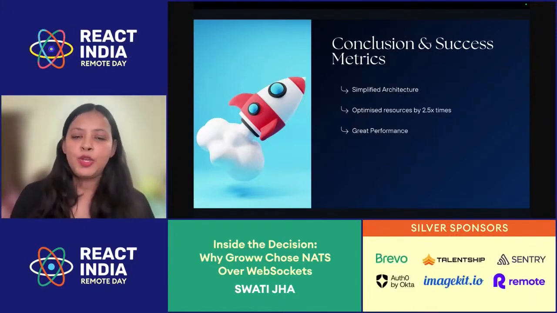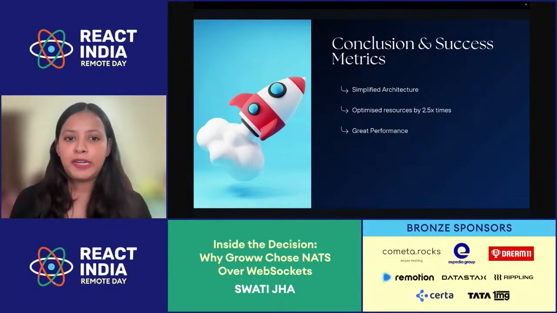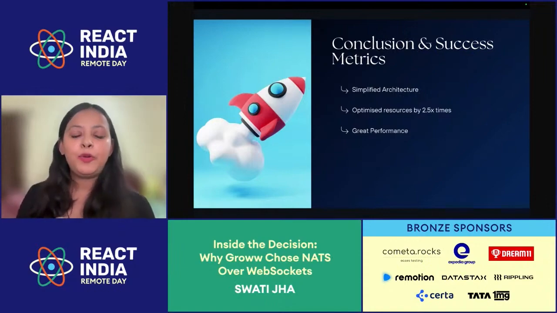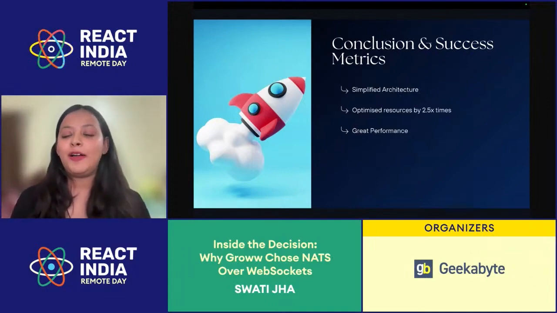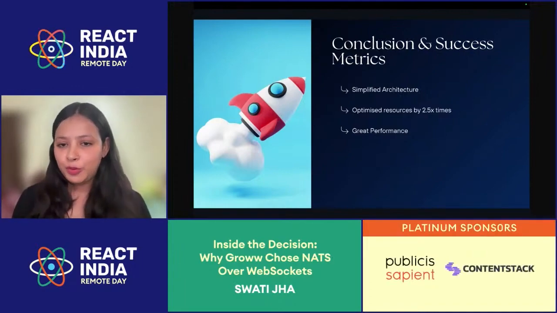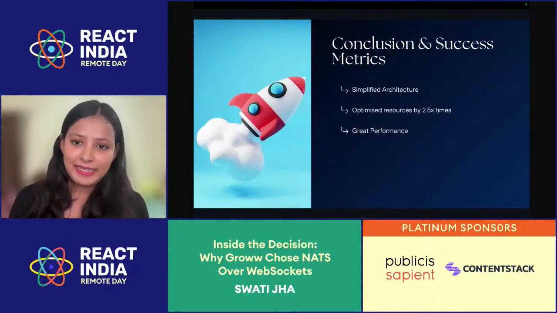So when we launched NATS for all the users in Groww in the middle of May, we checked the metrics, and the result came out to be awesome. First thing was the architecture. Because we don't need extra load balancing, and we don't need an extra mechanism for user specific behavior, this helped us lead to a simplified architecture on the backend side.